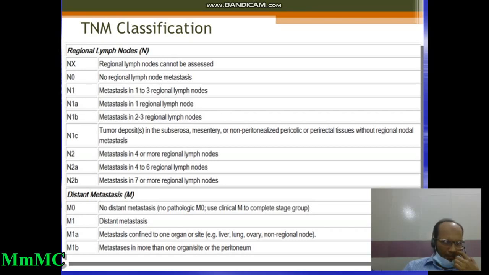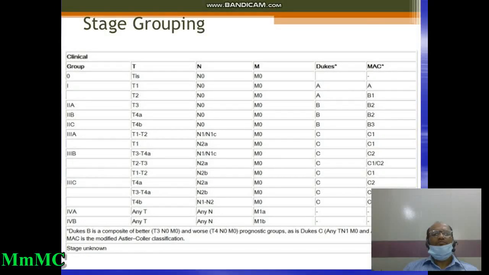Regarding M, distant metastasis, M0 no distant metastasis, M1 distant metastasis is present. Where does the distant metastasis occur? Liver, lung, ovary, and non-regional nodes. This is the staging. It is very important regarding the treatment.